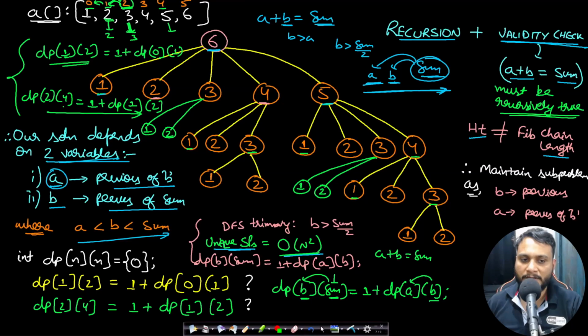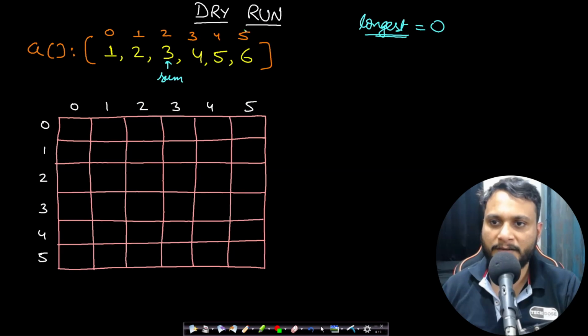Now if it is not clear from here, then we can look at a dry run and it will be absolutely clear at the end.